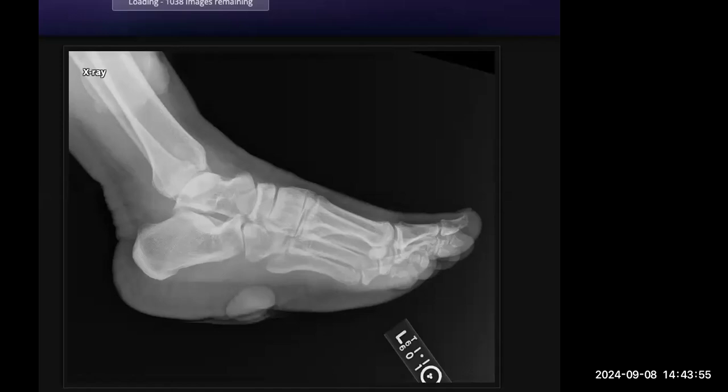I am also able to see some collapse of the dome of the talus. Let's stick with the lesion. So you told me it could be a neurofibroma, like a peripheral nerve sheath tumor, a neurogenic tumor. Anything else apart from that possibility?